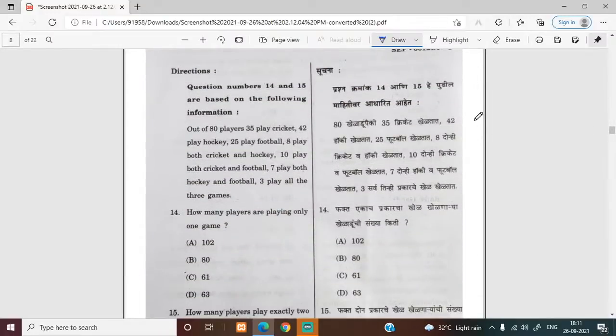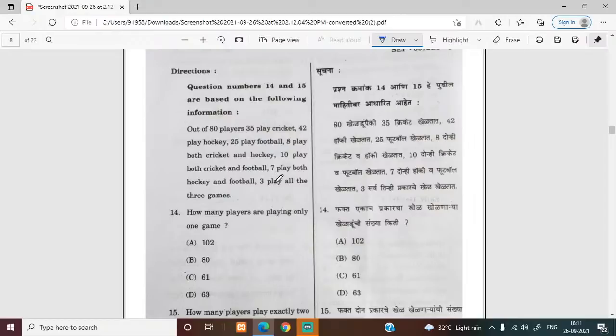so this is a Venn diagram based question. The question is saying out of 80 players, 35 play cricket, 42 play hockey, 25 play football, 8 play both cricket and hockey, 10 play both cricket and football, 7 play both hockey and football, and 3 play all the 3 games. Okay.